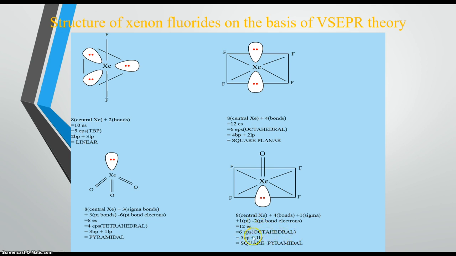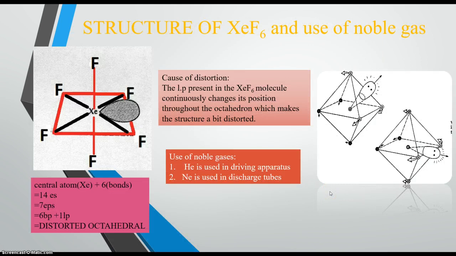pyramidal due to the presence of this lone pair, and this lone pair is not going to contribute in the main structure. So the structure should have been octahedral, but due to the presence of this lone pair, the structure would be square pyramidal. Now let's move on to the structure of xenon hexafluoride.